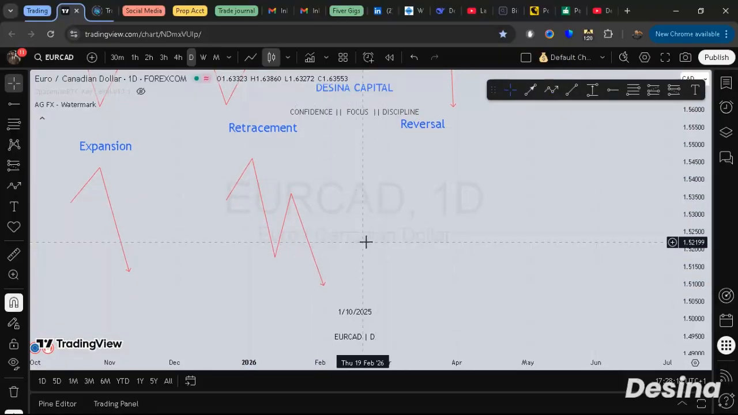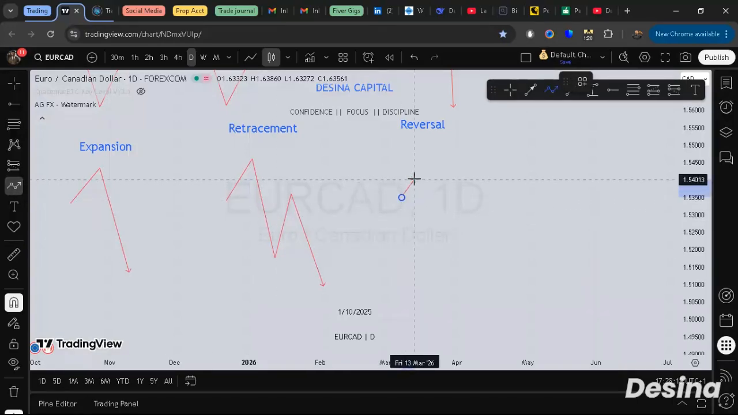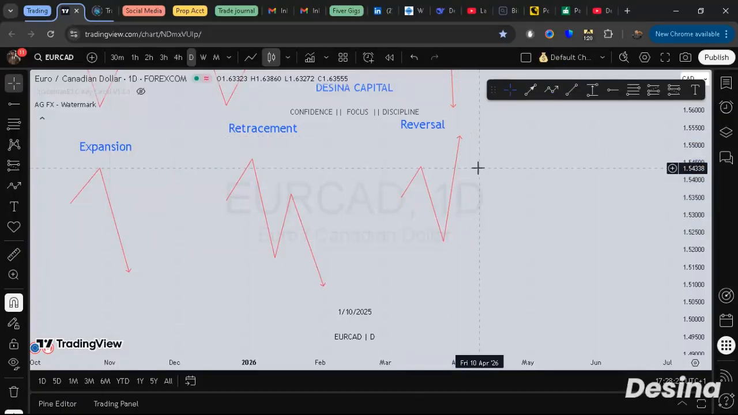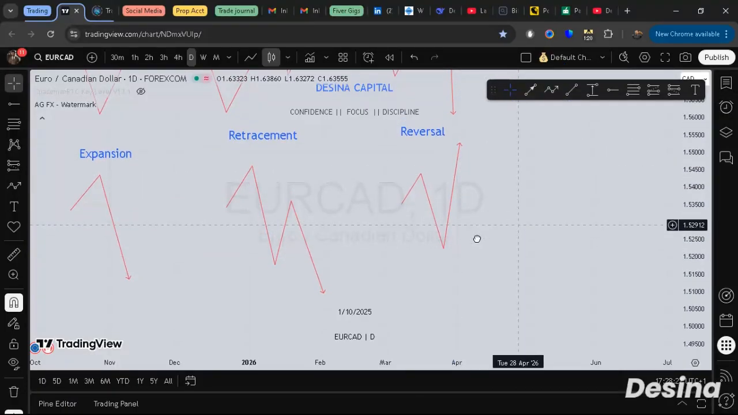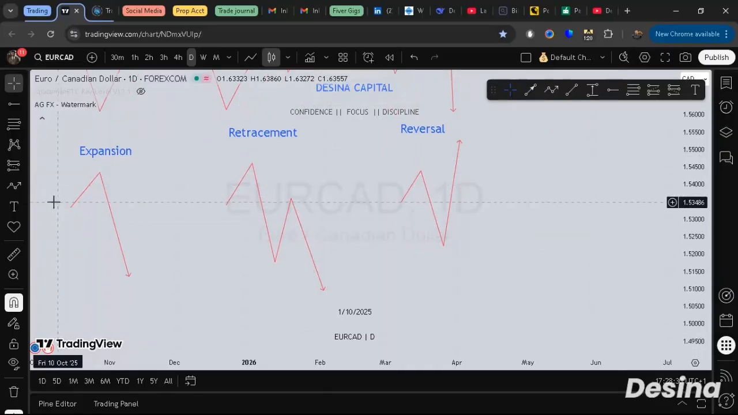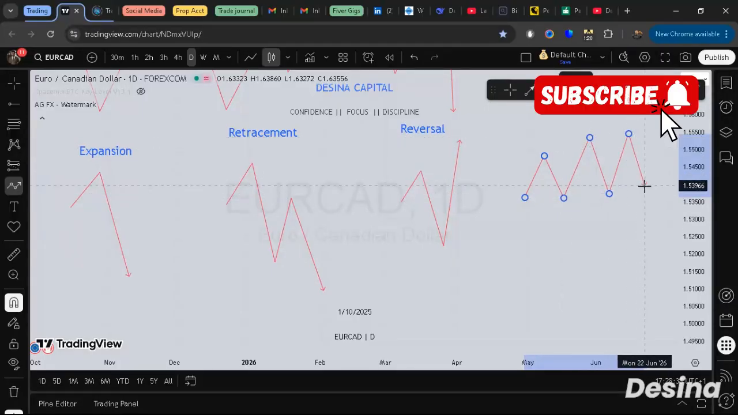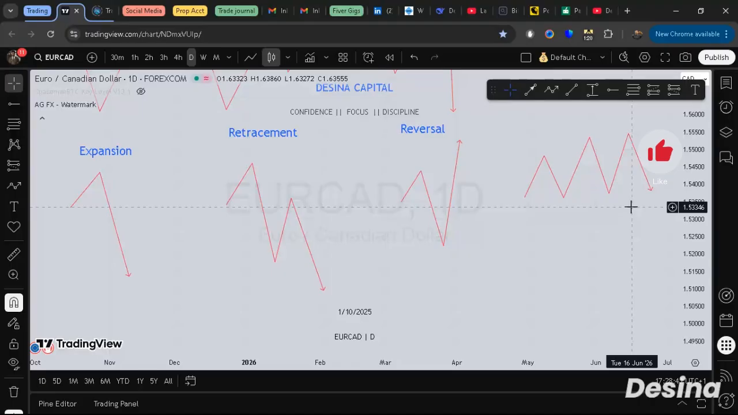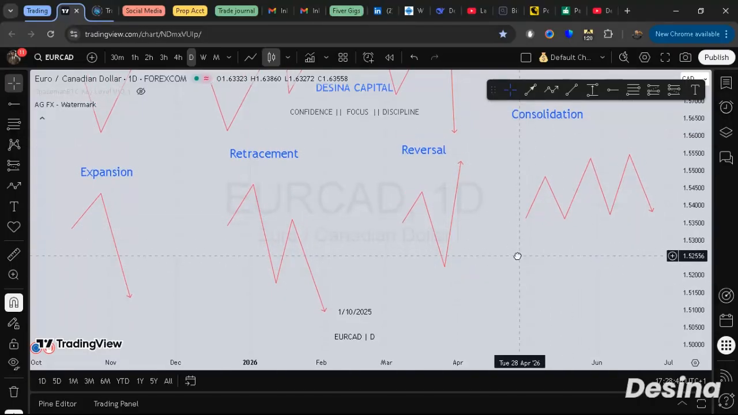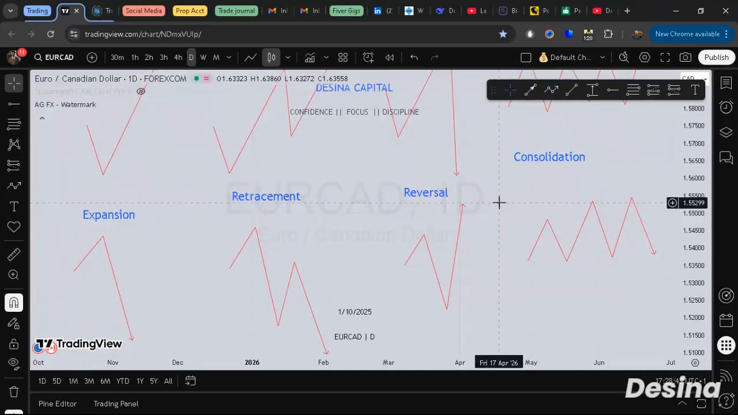This is a retracement to the downside, and let me draw a reversal. This is also going to be a reversal. Consolidation doesn't change, it's just in the same direction. It's just price moving up, down, up, down, up, down, more like it's bouncing from resistance, then support. That's the whole idea about consolidation. So these four things are the way the market moves.